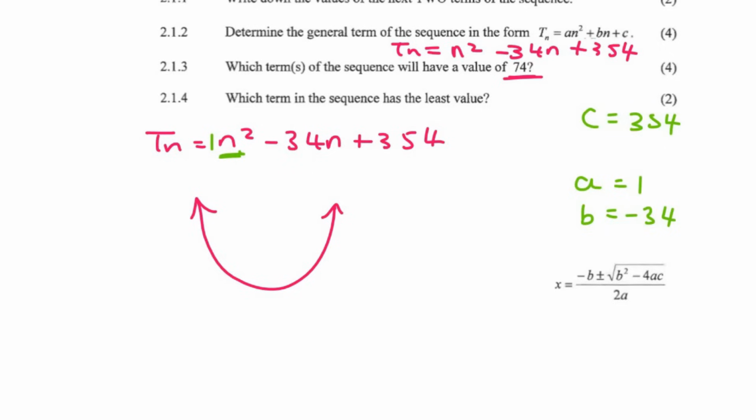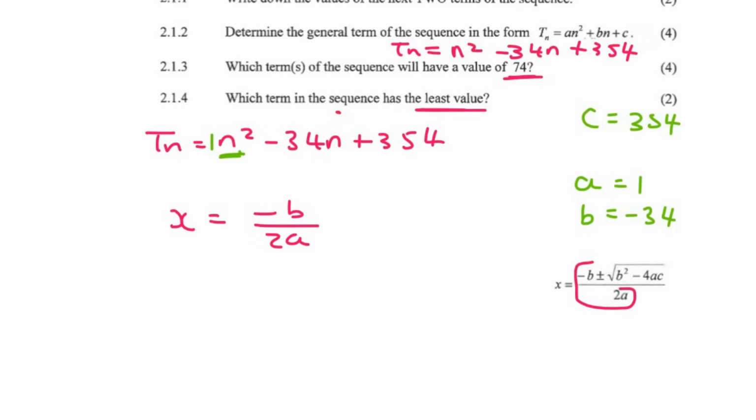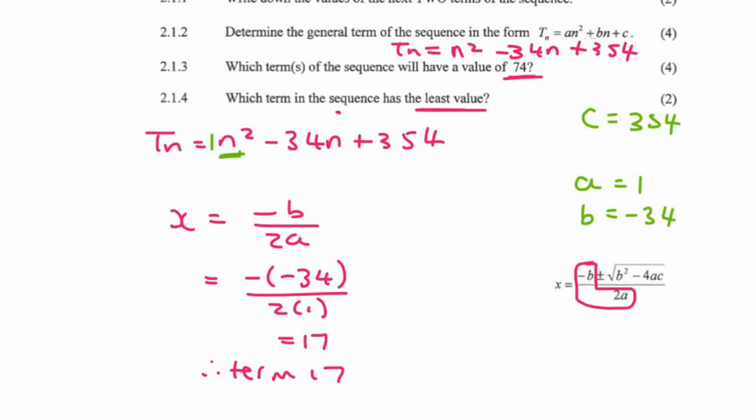And if you wanted to find the term that has the least value, that would be to find this point over here, and so that would be finding the turning point. And so we know that for a parabola, to find the turning point, it's minus b over 2a. If you forget about that sometimes, it's over here, minus b over 2a. And so that would be minus 34 over 2 times 1, and that's going to give you 17. Therefore, it will be term 17.